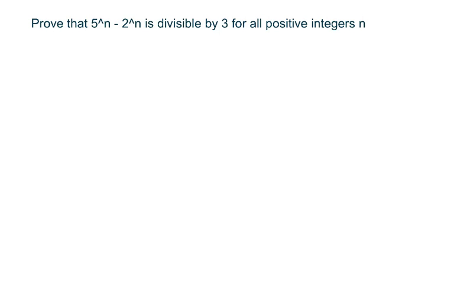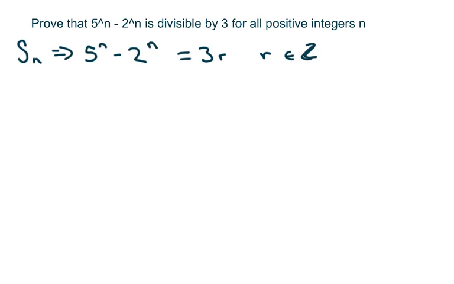Hi everyone, we're going to prove that 5 to the n minus 2 to the n is divisible by 3 for all positive integers n. So that means, according to the divisibility rules, that we can rewrite our conjecture as 5 to the n minus 2 to the n equals 3r for some r that belongs to the positive integers here, or just belongs to the integers. It doesn't really matter.